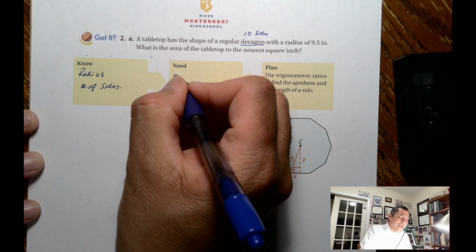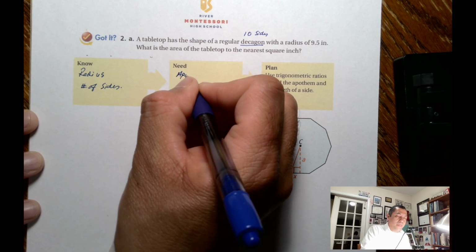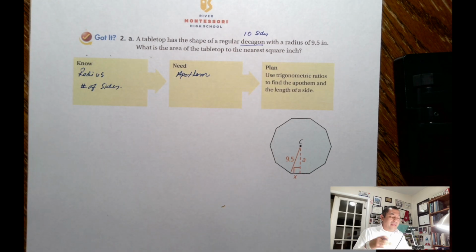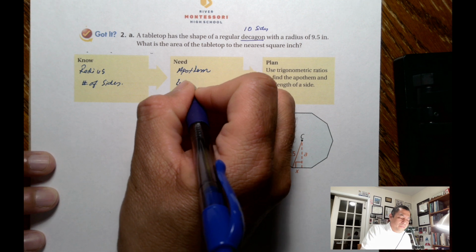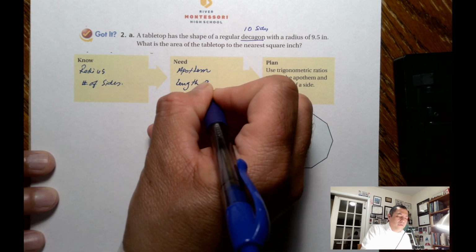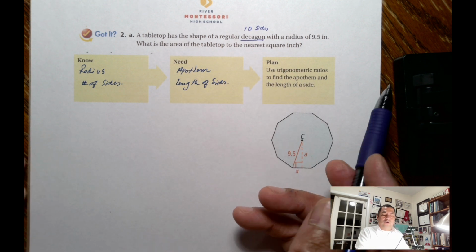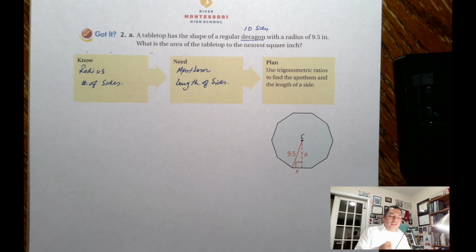What I need is the apothem and the length of the sides. Okay, what is the plan? We're going to use trigonometric ratios to find the apothem and the length of the side.